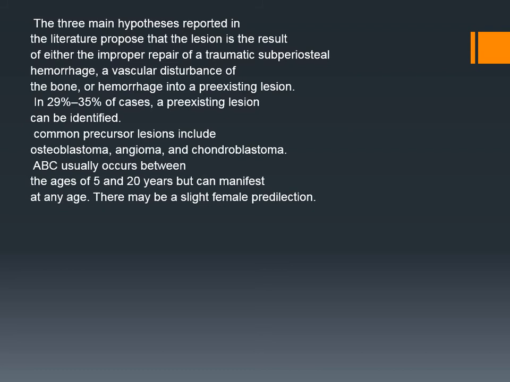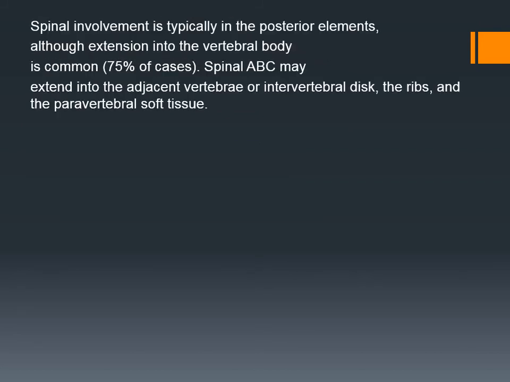Aneurysmal bone cysts usually occur between the ages of 5 and 20 years, but can manifest at any age. There may be a slight female predilection. Spinal involvement is typically in the posterior element, although extension into the vertebral body is common. Spinal aneurysmal bone cysts may extend into the adjacent vertebra or intervertebral disc, the ribs, and the paravertebral soft tissue.